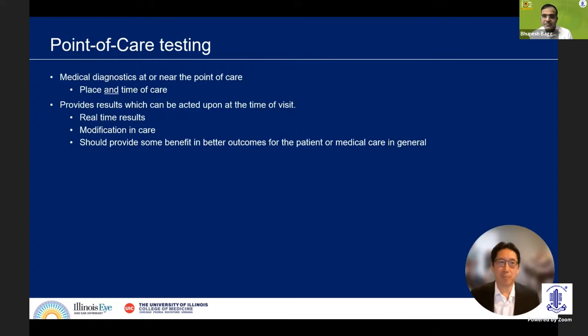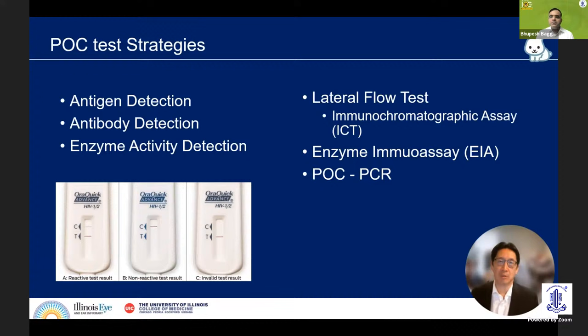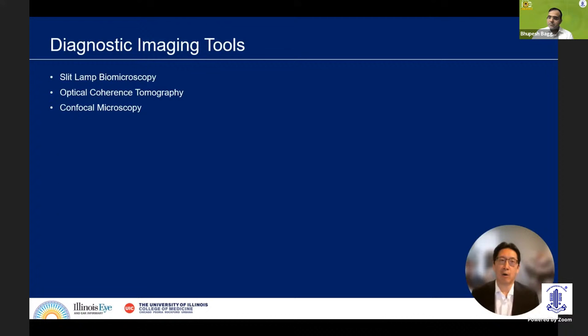50 years later, this promise of point-of-care testing, where medical diagnostics are provided at the place and time of care, providing real-time results, allowing real-time modifications in care, and improving prognosis, remains elusive. There have been a number of systemic strategies that have been used that are now being applied to ophthalmology and external disease, including antigen, antibody detection, as well as enzyme activity, as an indirect measure of surface infections. For many years, though, we've had at our disposal as cornea specialists diagnostic imaging tools that can approach the specificity and sensitivity of these other point-of-care tests.